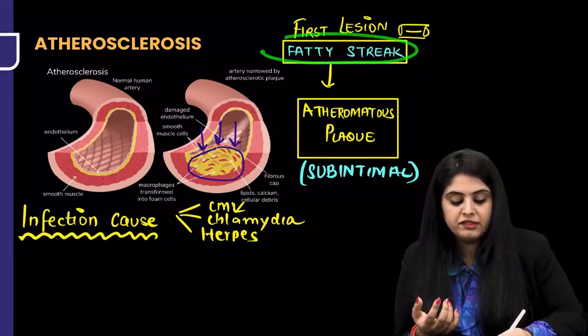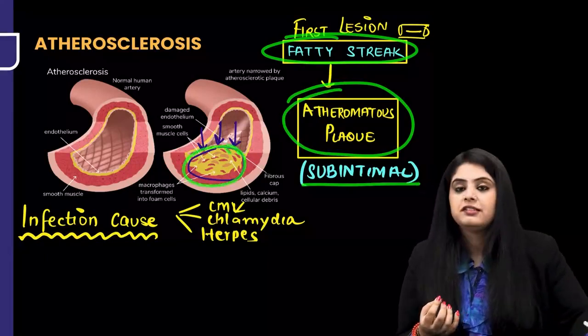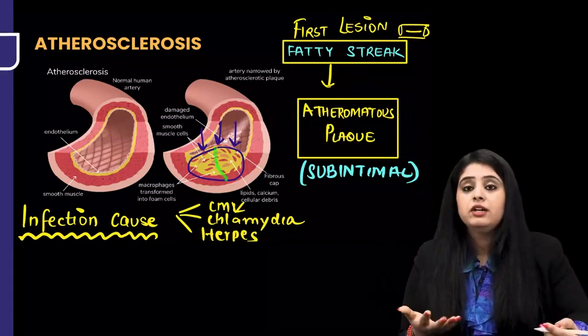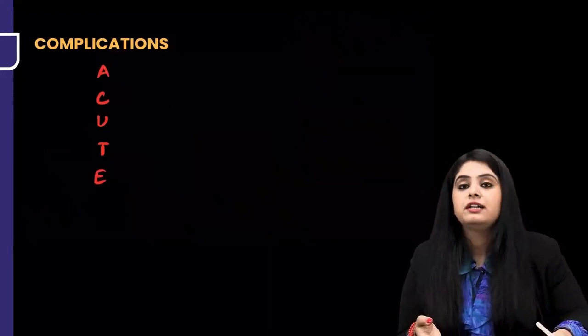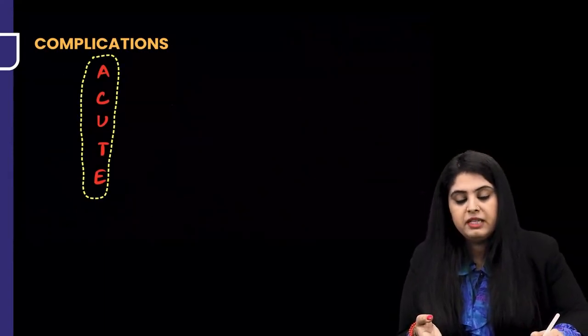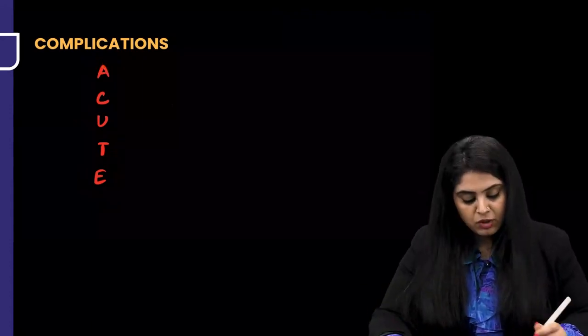First of all there'll be a small fatty streak that will become a plaque, and the location of this plaque is subintimal. So after this is formed, now what after it? What are the complications that can happen after an atherosclerotic plaque? Complication means a big problem. Complication will mean that there is some acute problem that has happened. That is my mnemonic. So what all can happen?